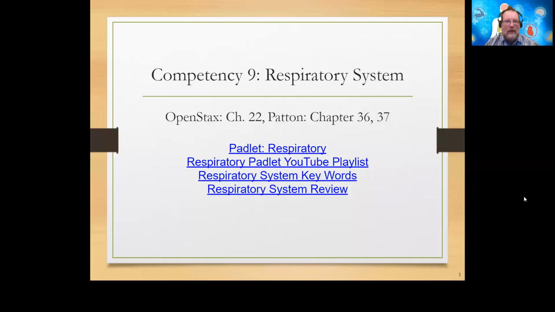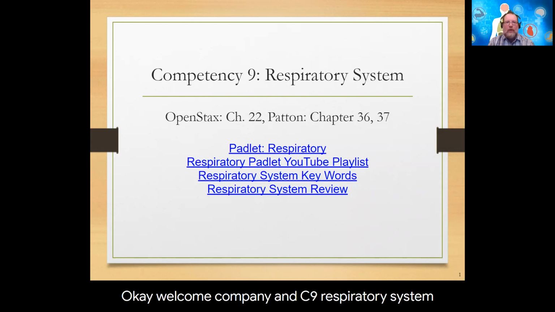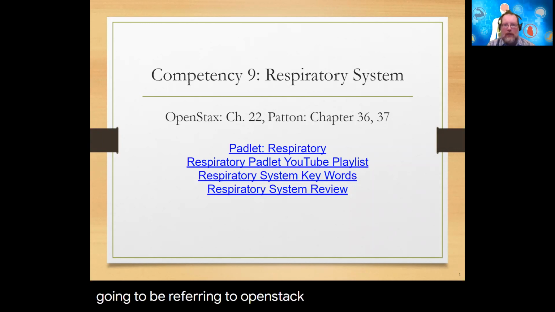Okay, welcome. Competency 9, Respiratory System. You're going to be referring to OpenStax, Chapter 22, and Patent, Chapter 36 and 37.